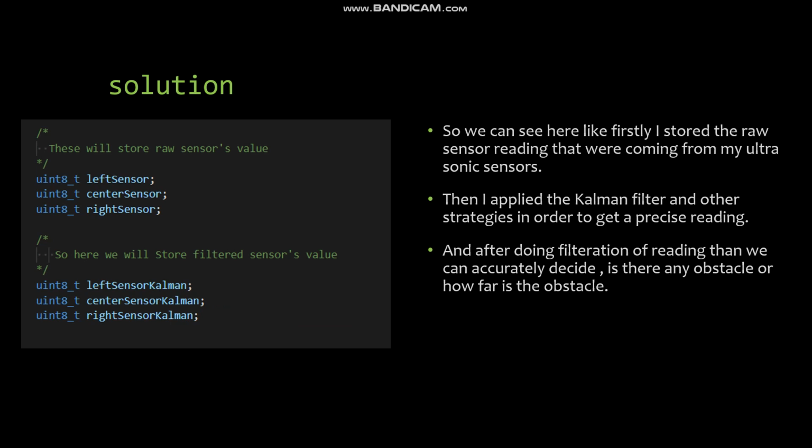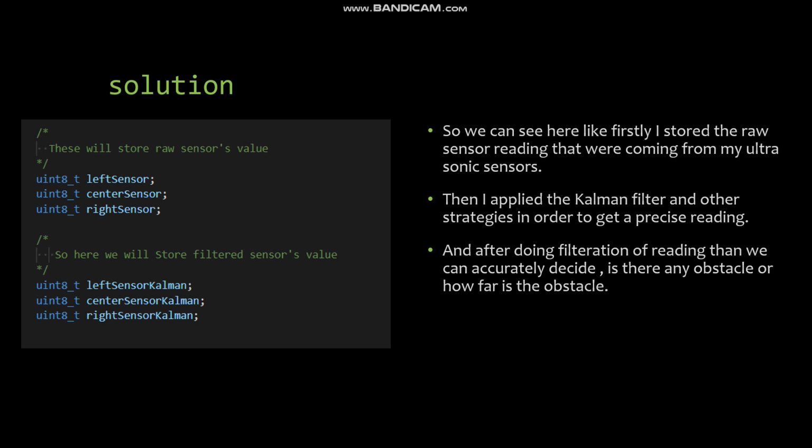I have created a raw sensor value. So for the left sensor, center sensor, and right sensor, my raw values will be stored in these. And after we get it filtered, here will be the filtered sensor value. So in left sensor Kalman, that would be my filtered values for the ultrasonic sensors.